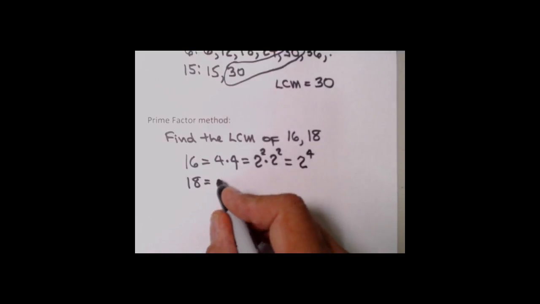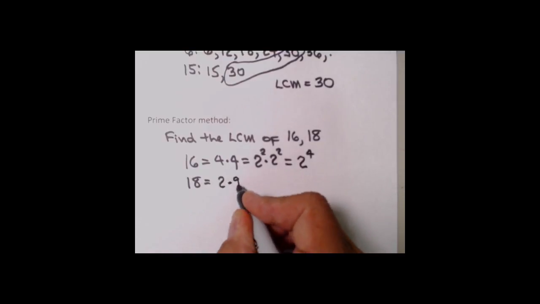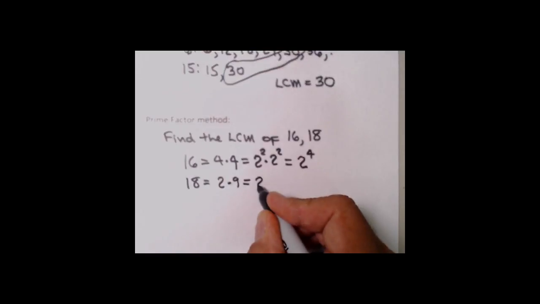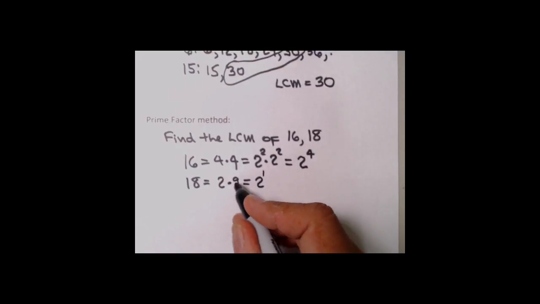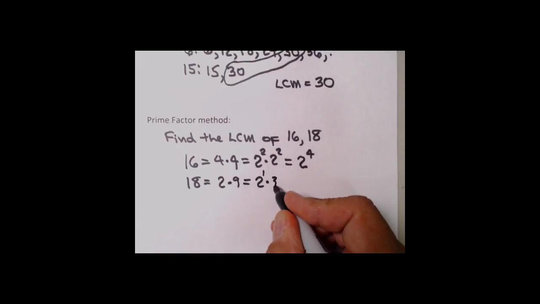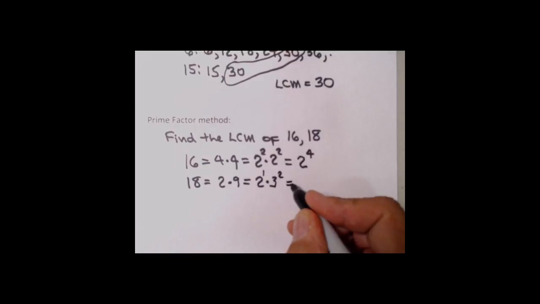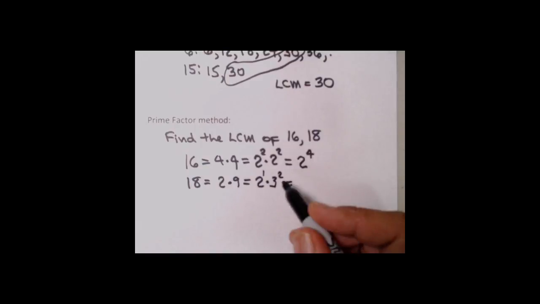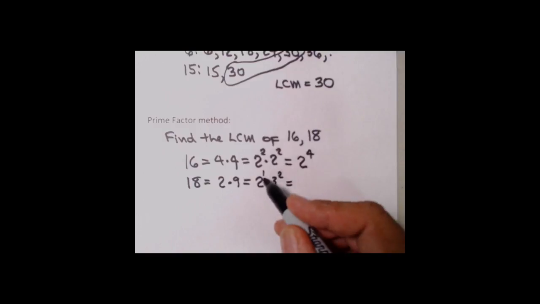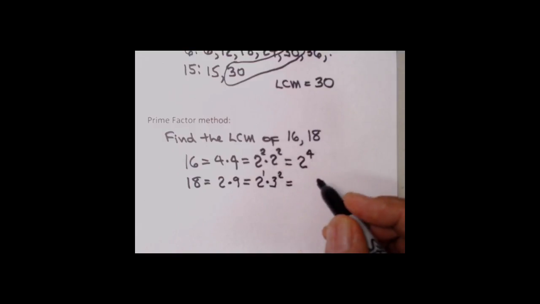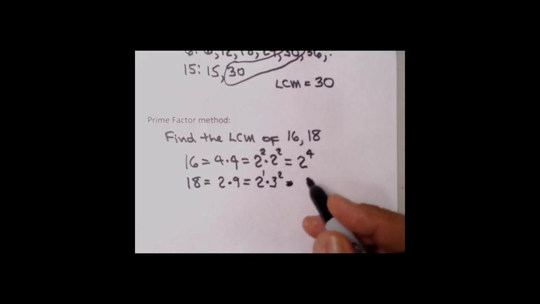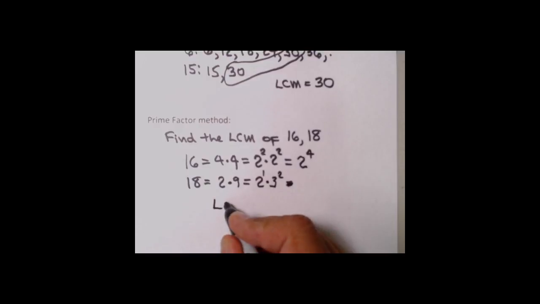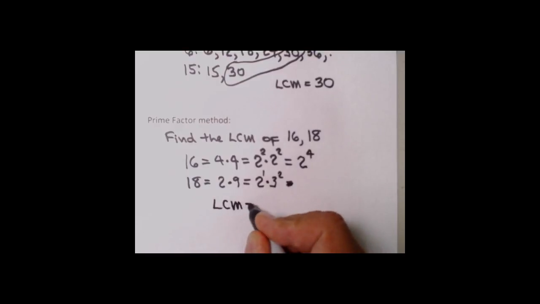Well, 18 is just 2 times 9. So there's a single 2 to the first power. And 9, of course, is 3 squared. So here's what we have. I've got all the different bases that we want to work with here. So let's talk about how we find the LCM.